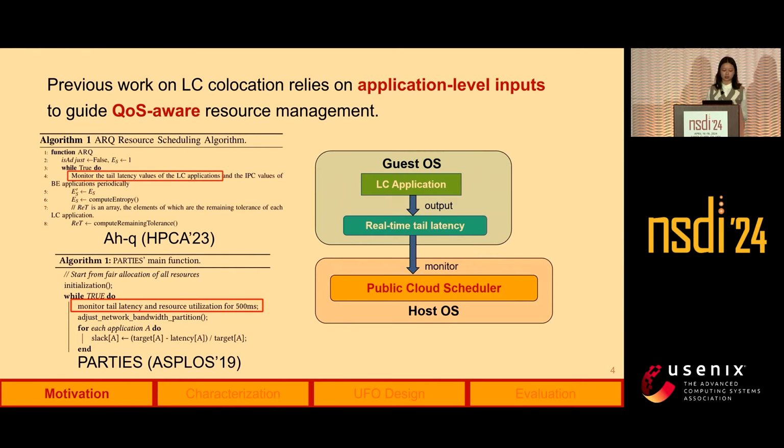Another problem is that the public cloud has no access to predict the performance of users' applications, but previous work on LC collocation all relies on application-level input to get QoS-aware resource management. It makes two assumptions: the application must monitor its own latency and inform the host OS. This is unrealistic and will cause information insecurity.